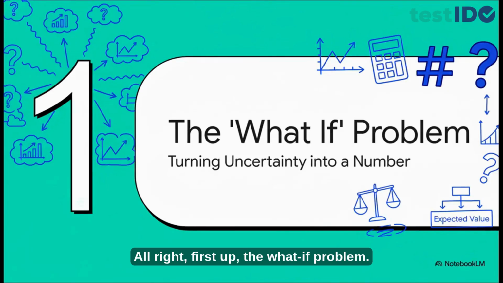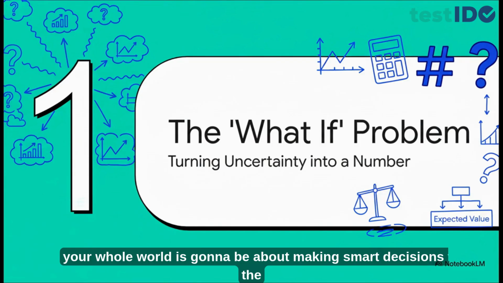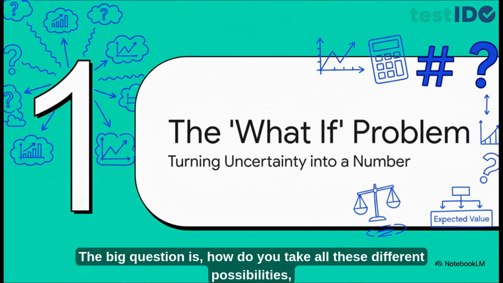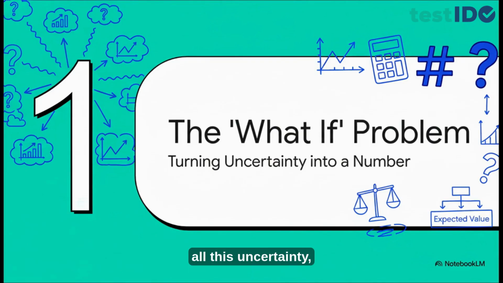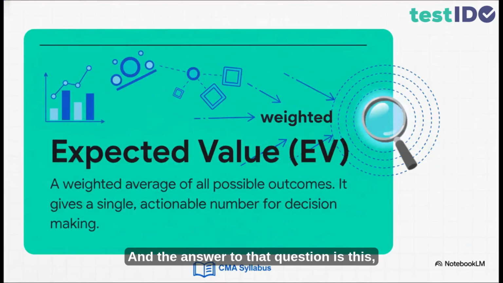All right, first up, the what-if problem. Look, as a CMA, your whole world is going to be about making smart decisions when the future is fuzzy. The big question is, how do you take all these different possibilities, all this uncertainty, and turn it into a number you can actually use, a number you can build a plan around? And the answer to that question is this: expected value.